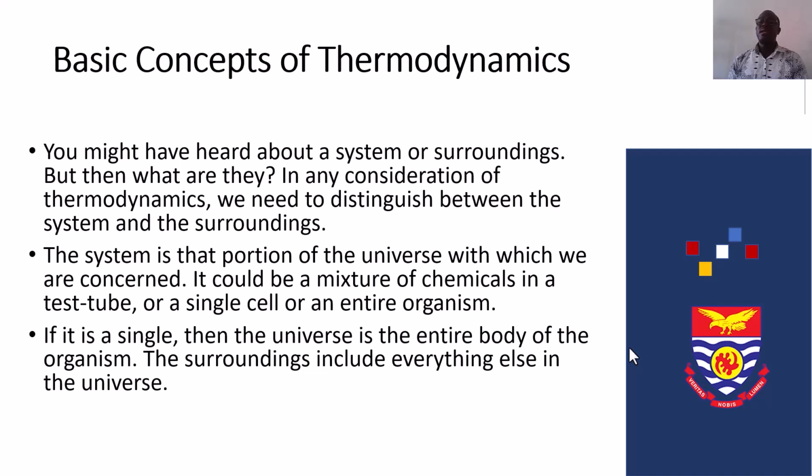You might have heard about a system and surroundings, but then what are they? In any consideration of thermodynamics, we need to distinguish between the system and the surroundings. The system is that portion of the universe with which we are concerned. It could be a mixture of chemicals in a test tube, or a single cell, or an entire organism. If it is a single organism, then the universe is the entire body of the organism. The surroundings include everything else in the universe.